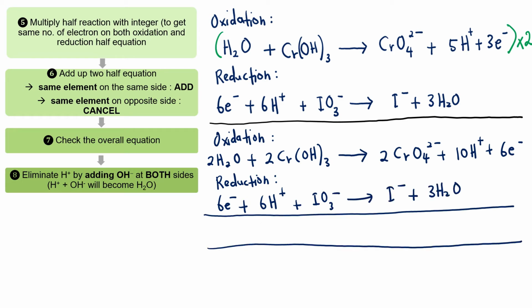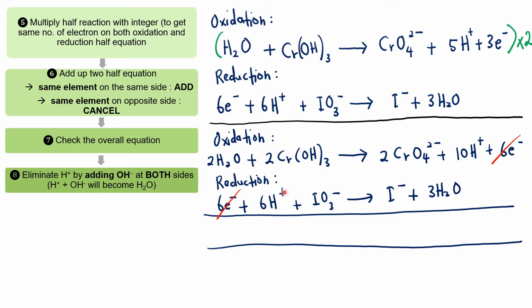So next we have to add these two half equations. Same element on the same side you have to add, and same element on opposite sides you have to cancel. So in this case, we have 6 electrons di sebelah kanan dan 6 sebelah kiri. So they are same benda, tapi on opposite side, maka you can cancel. And then what else do we have?